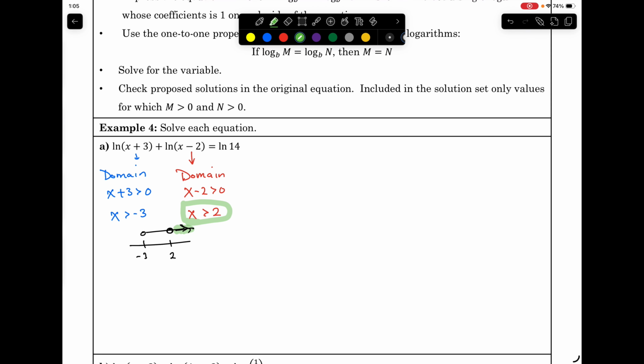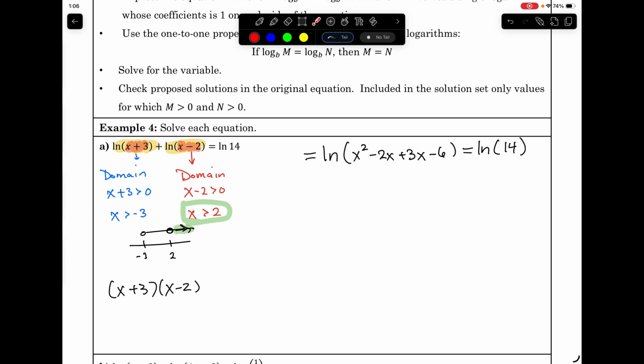So in order to simplify the left side, I'm going to add those two logs by multiplying x plus 3 and x minus 2. That gives x squared minus 2x, I'm just going to distribute, plus 3x minus 6. So again, what I'm doing here is multiplying x plus 3 and x minus 2, so I can condense this into one log. And that's going to equal the natural log of 14.